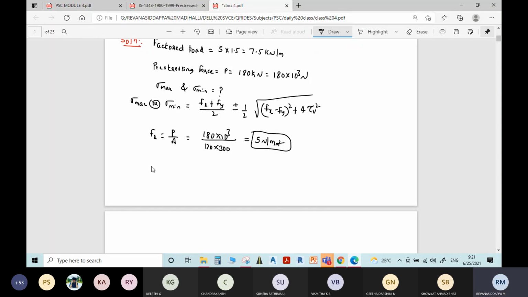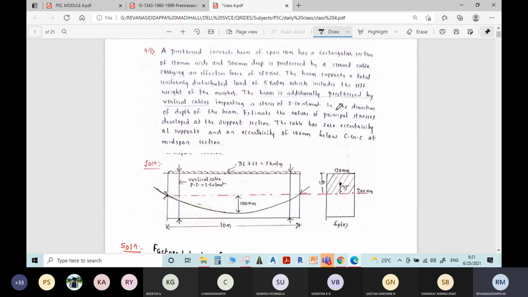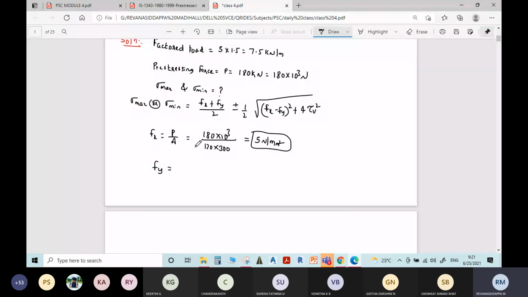Then what else is required? Fy. Fy is directly given. You can see the beam is additionally prestressed by vertical cables, imparting a stress of 2.5 Newton per mm square. It is directly given. Write it. Fy is equal to 2.5 Newton per mm square. It is given in the problem directly.